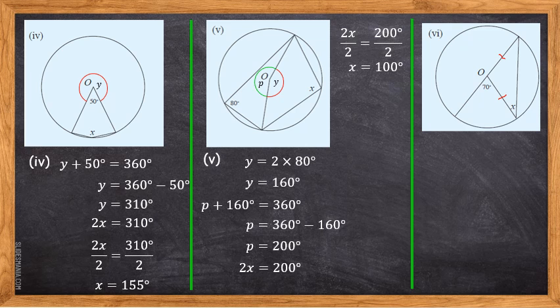Radii of the same circle are equal in length. Then if those two are equal, this is an isosceles triangle.